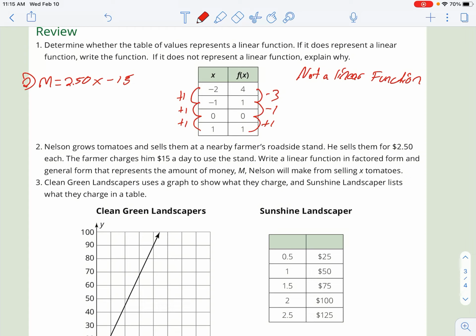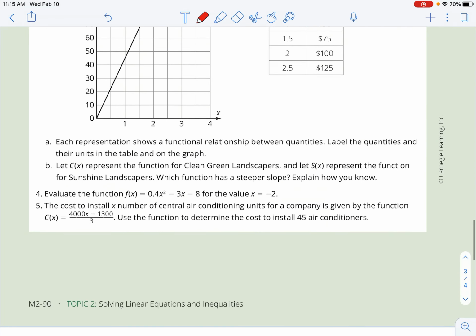That is our equation in standard form, or I should say general form. Factored form I'm not as concerned about. We will talk more about that as we go through, but this is what the factored form does look like, okay? All right, and the other one I want you to do is review number 5.